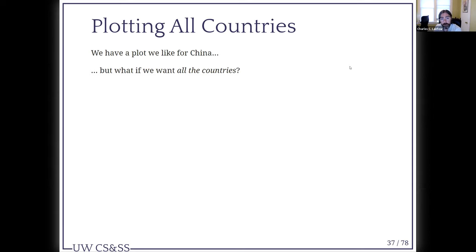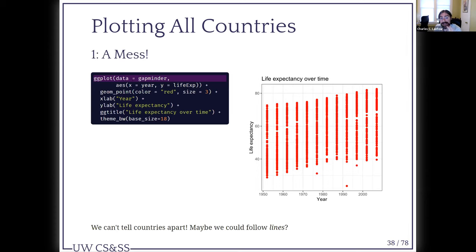If all I do is take the same plot we just generated, but I replace China with Gapminder, we get this monstrosity, okay? This is the exact same plot. The thing is, we can't tell any of the countries apart. All of the countries' dots are exactly on the same year for that observation, and they all overlap each other. We can't tell them apart in any way. This is not a useful plot.